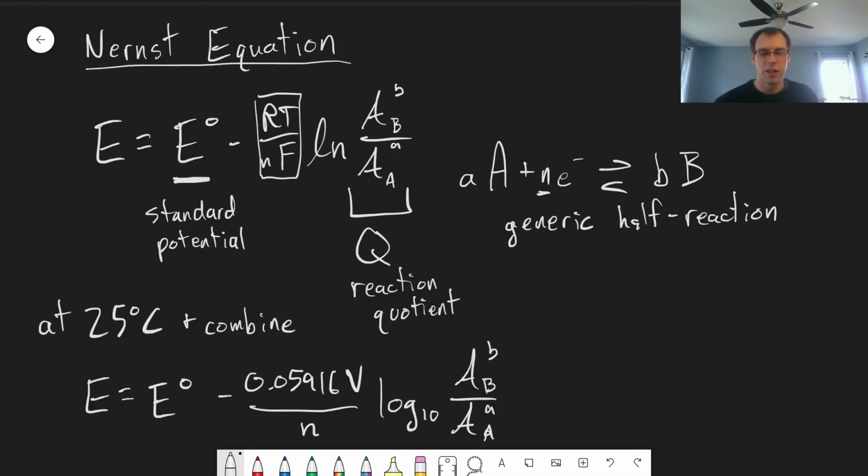And in general, we're going to ignore the fact that these are activities and use concentrations instead in this class. But just to recognize that that is a slight approximation we're making. If we want to be more accurate, we can do this in terms of activities instead of concentrations. But in general, we're just going to use concentrations. So in the next video, we'll look at actually applying this equation and how we can use it to look at non-standard conditions and find potentials for those.